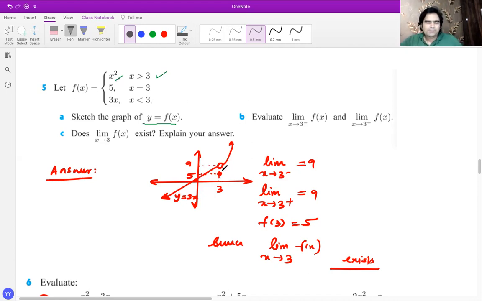So obviously, when you sketch the graph, the approximate graph looks like this. So for x more than 3, this function is valid. At 3, it's y equals 5, so at 3 it's like a dot. And for x less than 3, I have got this line.